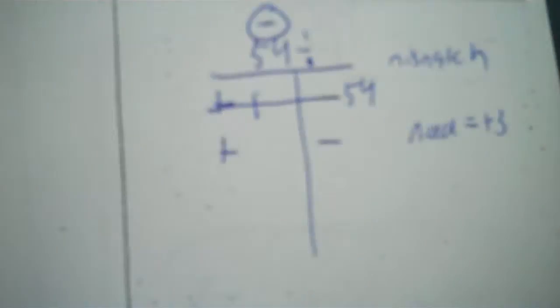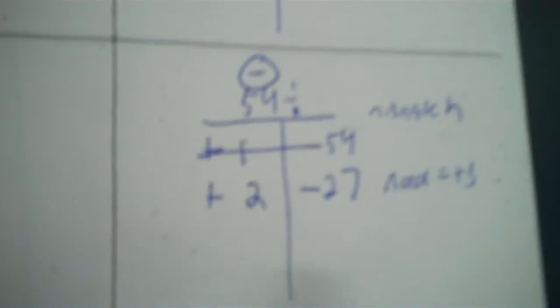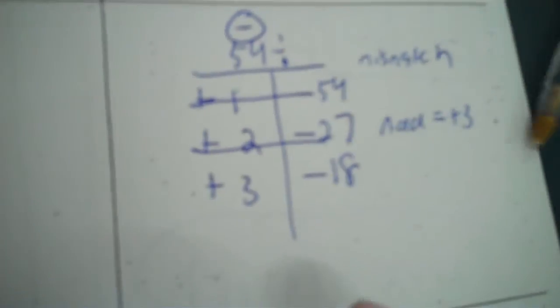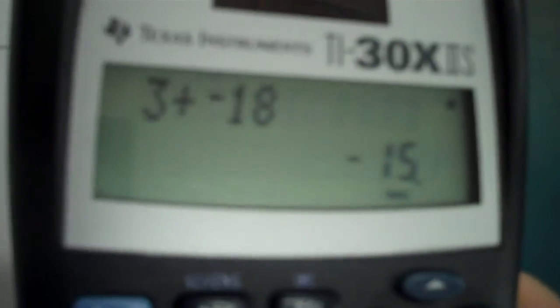So 54 divided by 1 is 54. 1 plus negative 54, nope. 54 divided by 2 is 27, so 2 and 27. Nope. 54 divided by 3 is 18. 3 and 18. Negative 15, nope. You got to get positive 3.